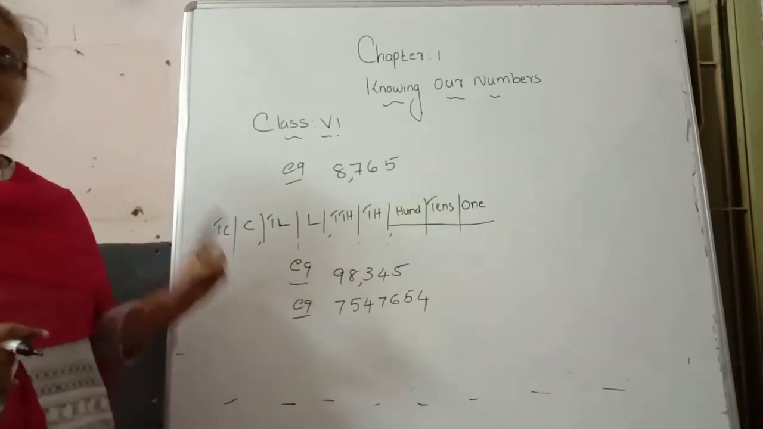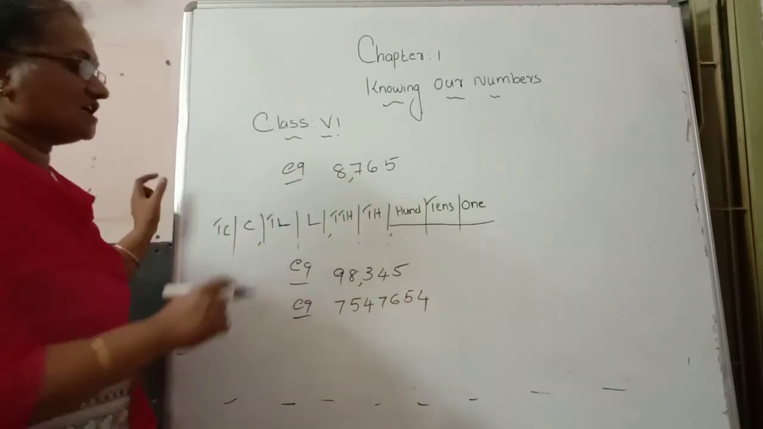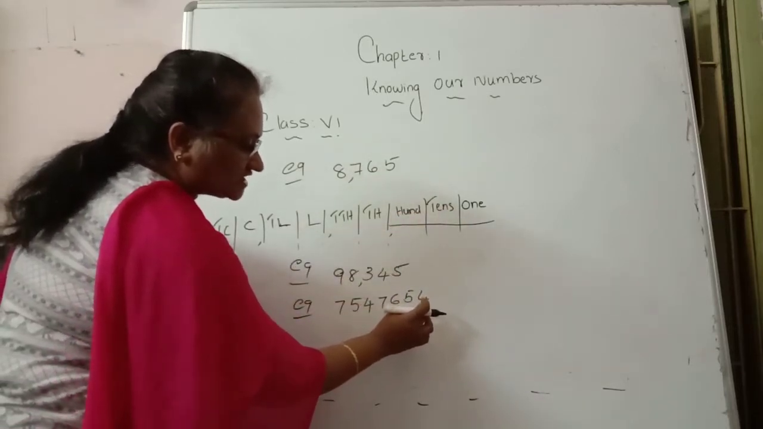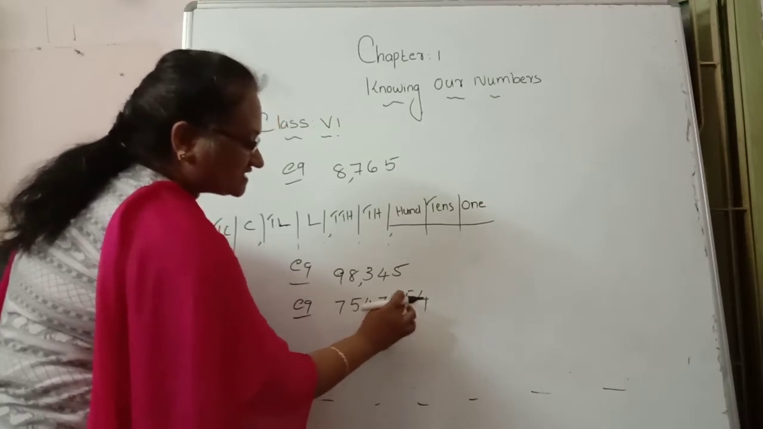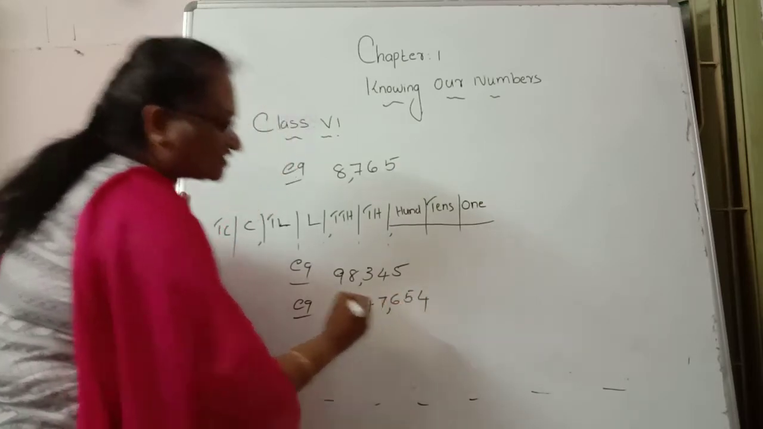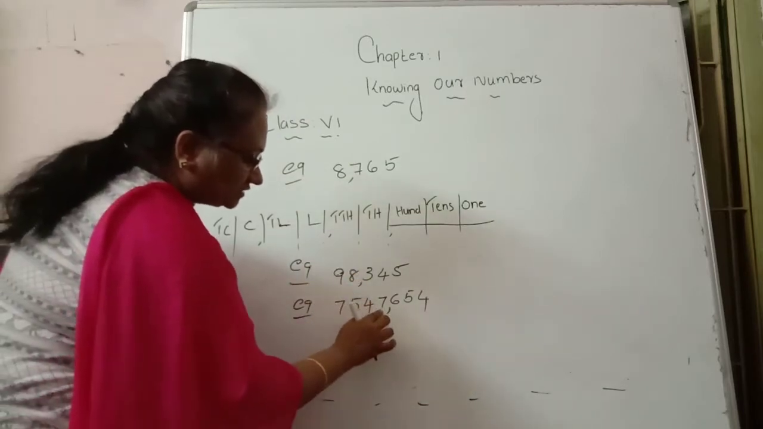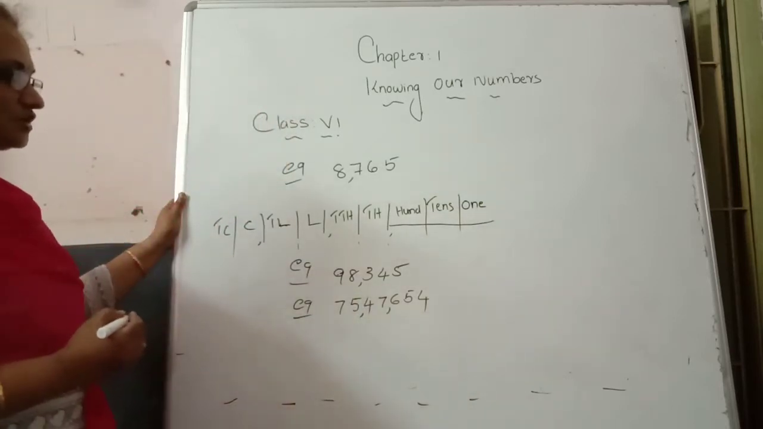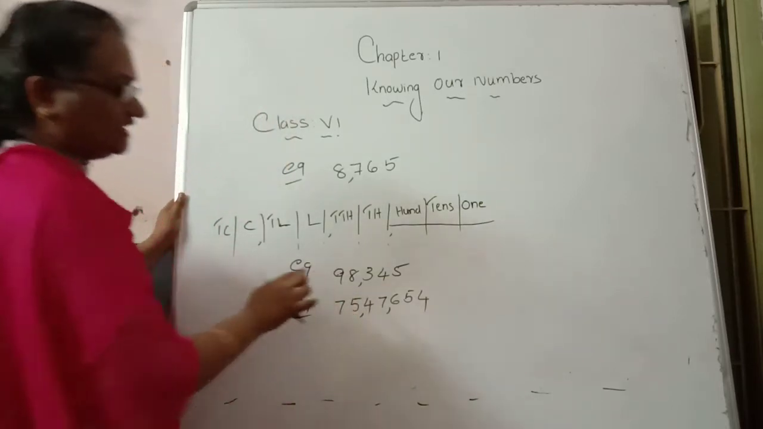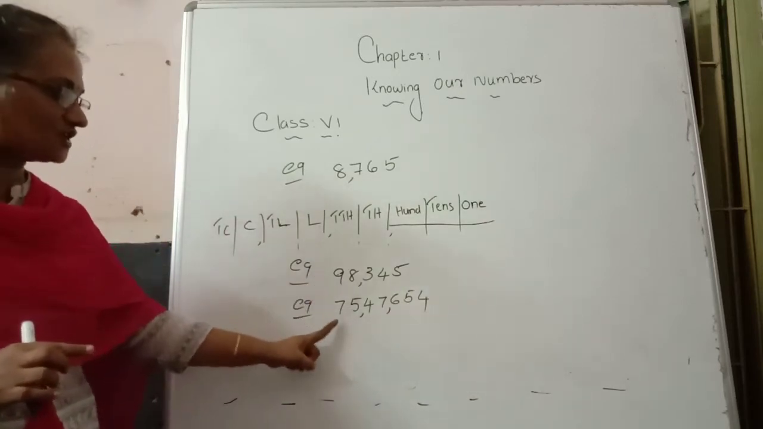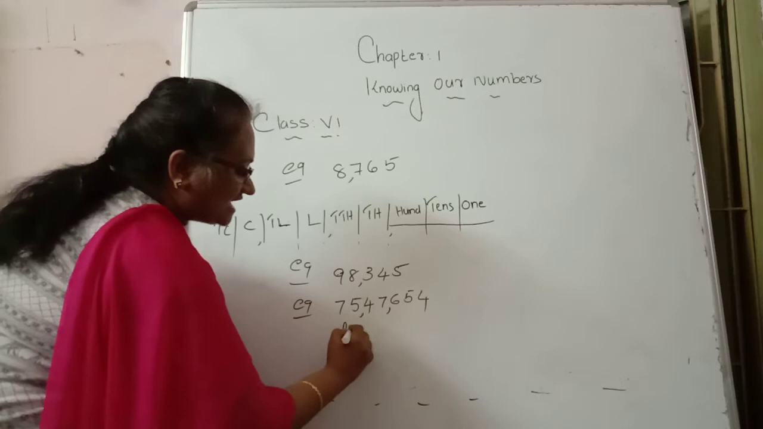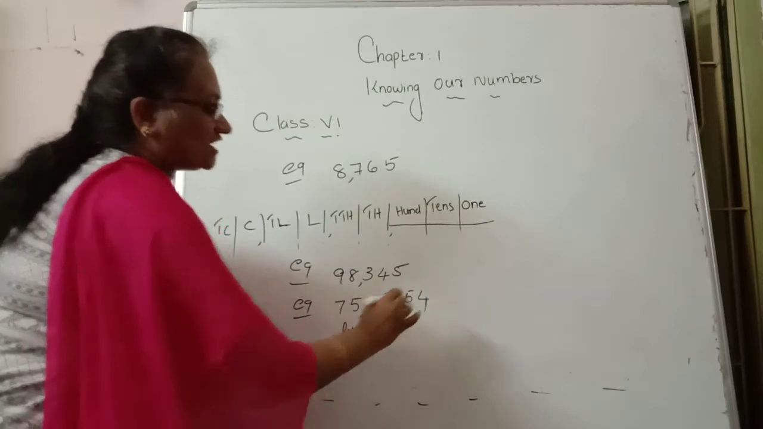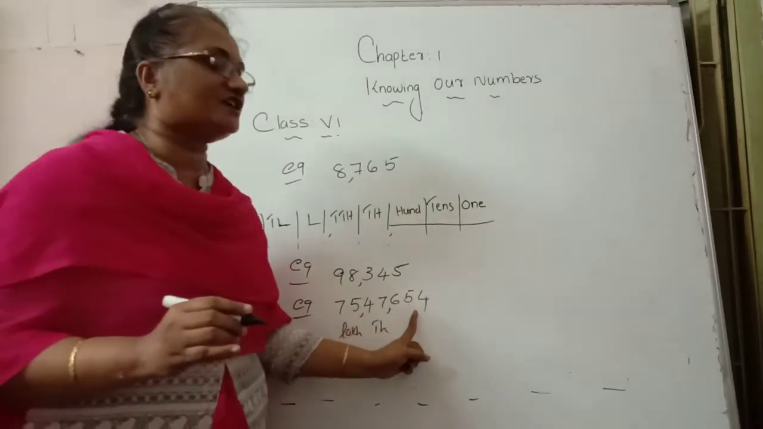Another example. How to read this number? First we find the place values from right to left. Ones, tens, 100 are in one group. After that group we keep a comma. Again 1000, 10,000 are in the thousand group, and after that we keep a comma. Then 5 and 7 are in the lakh group. 7 and 5 are in the lakh group, 4 and 7 are in the thousand group, and 6 is in the 100 place. 5 and 4 are read together.